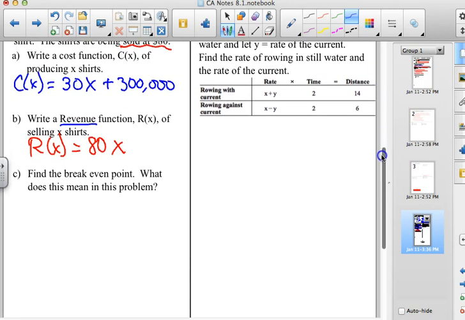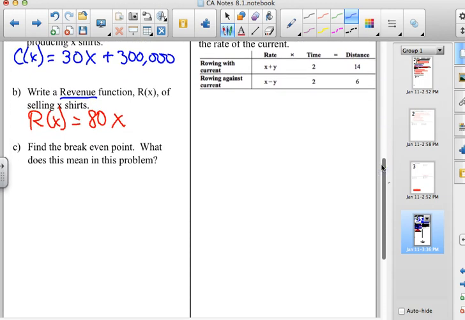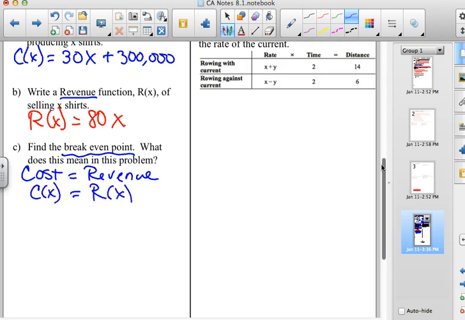Now we have to look at Part C. It says to find the break-even point. Break-even means that your cost equals your revenue. In other words, you haven't made any money, but you haven't lost any money. So we're really looking for when does our function C of x equal our function R of x. Cost equals revenue. So if we do our substitutions, we've got 30x plus 300,000 is our cost equation. Our revenue equation is 80x.